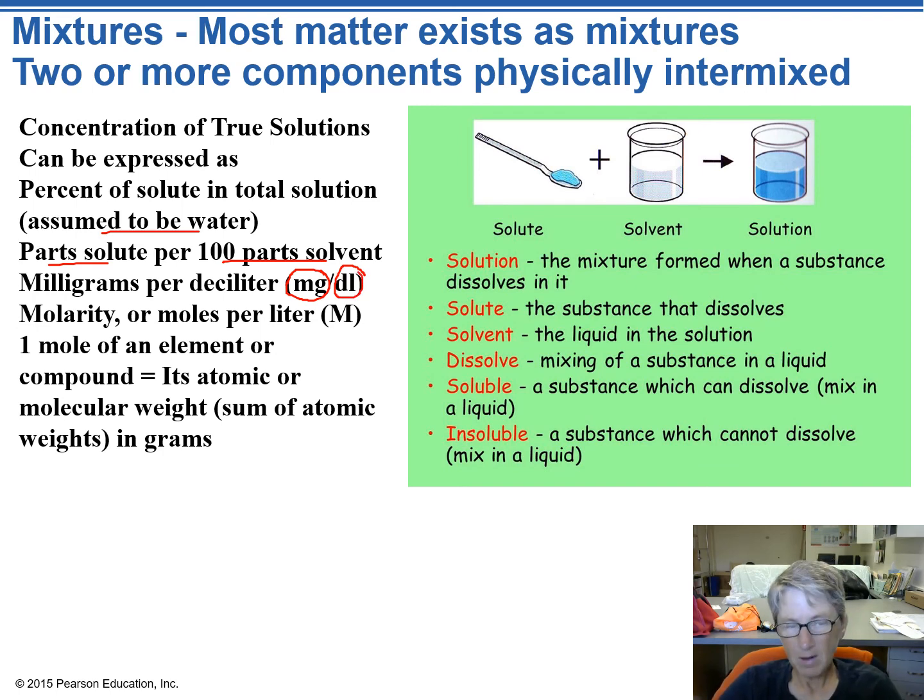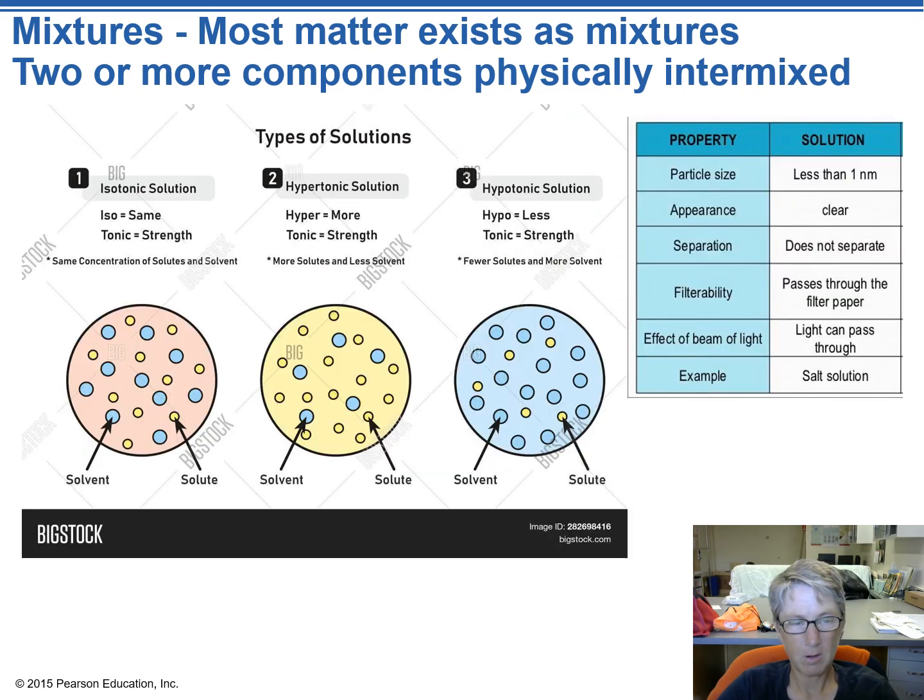And then maybe if you've had chemistry, you've heard of molarity. So molarity is the same thing as moles per liter, and its unit is big M. So you have 1 mole of an element or a compound. So an element would be like a mole of sodium, or you could have a mole of water. That's a compound. It is equal to its atomic or molecular weight in grams. That's what a mole is. And we're not really going to work with moles in anatomy and physiology. You probably saw them in chemistry if you have it.